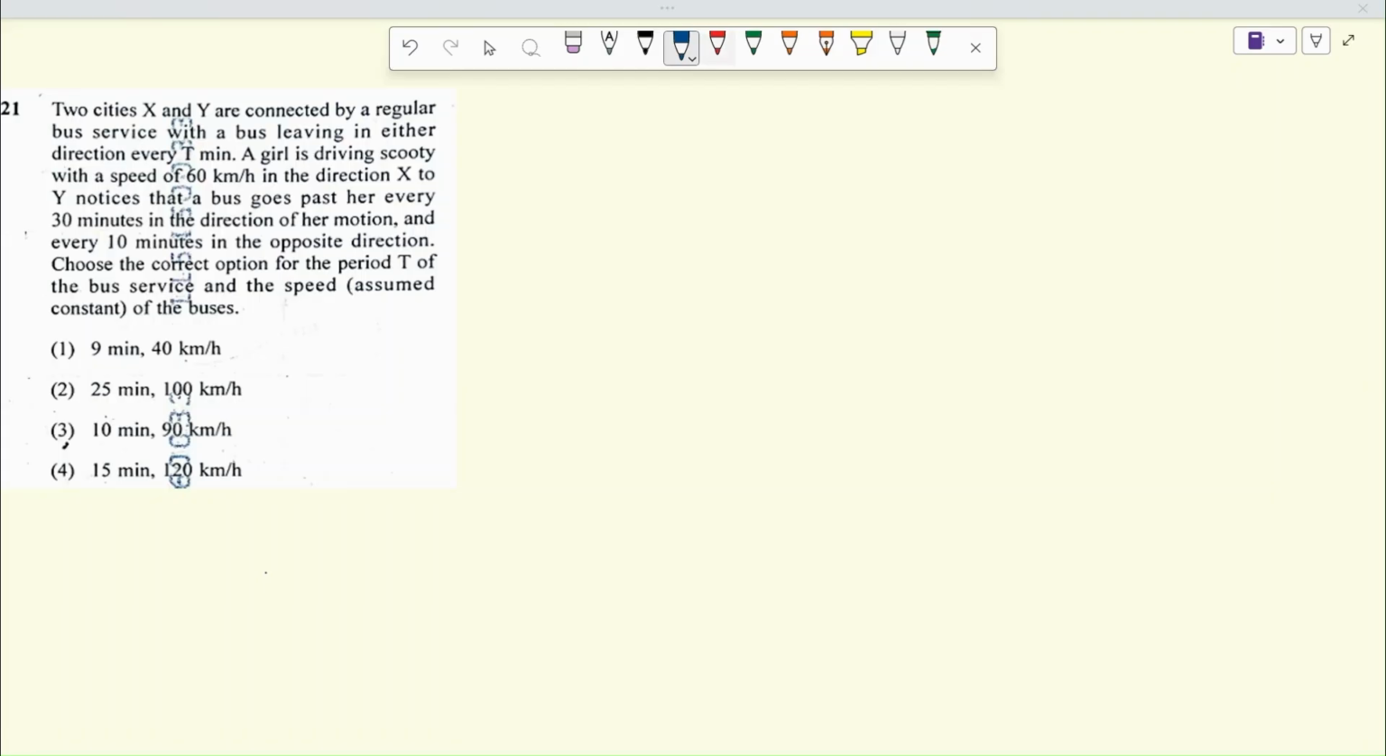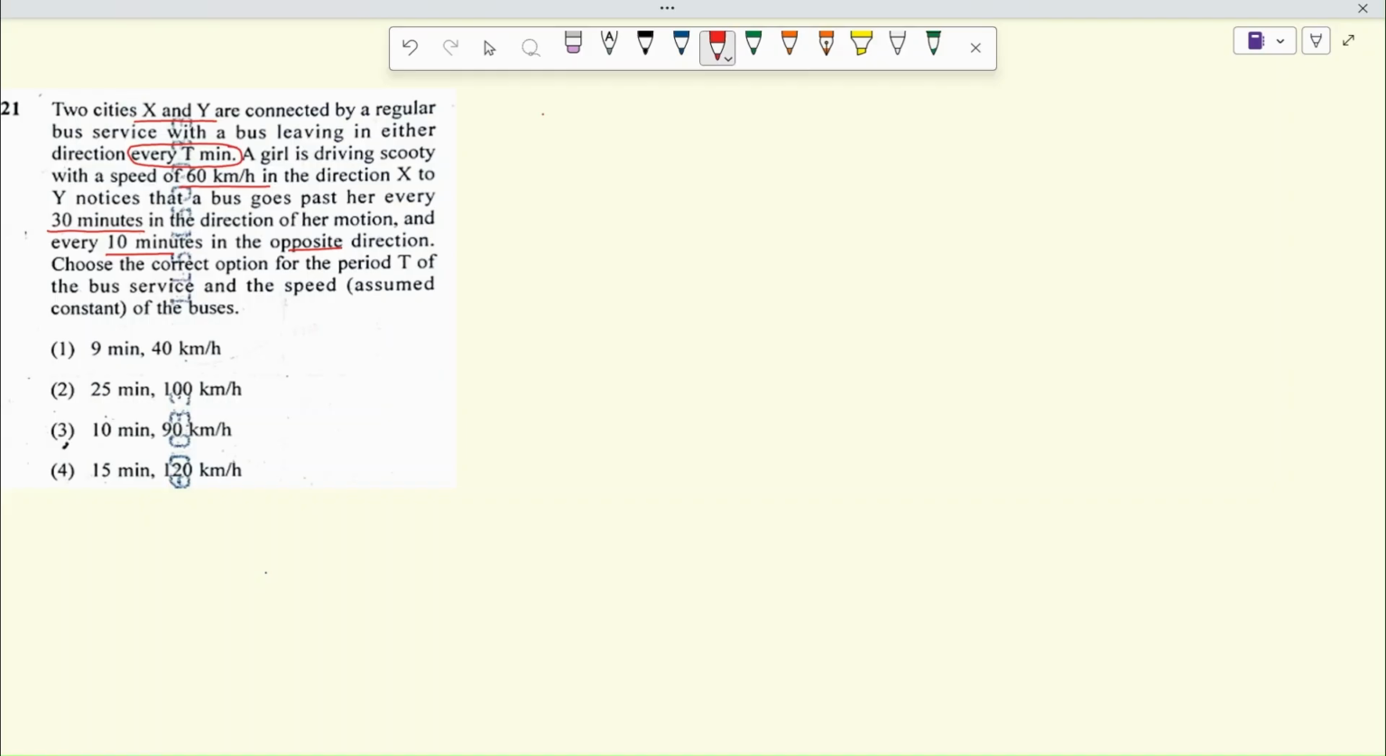21st question. Two cities X and Y are connected by a regular bus service, with a bus leaving in either direction every t minutes. So t is the time between two buses. Now a girl is driving a scooty with a speed of 60 km per hour from X to Y and notices that a bus goes past her every 30 minutes in her direction and every 10 minutes in the opposite direction. Now we need to find out the time period between the buses and also the speed of each bus.